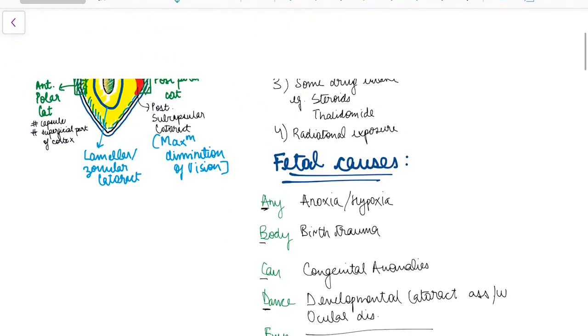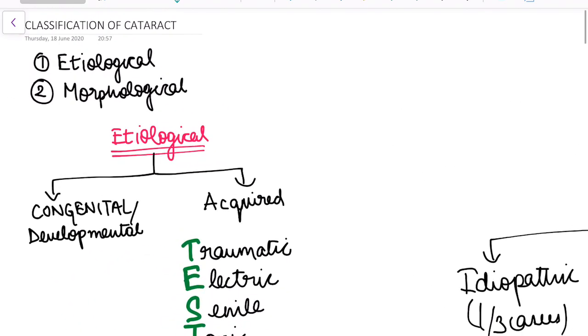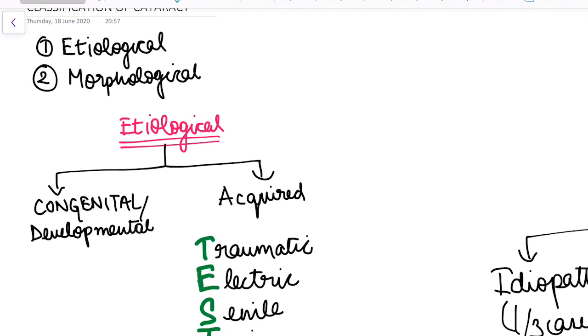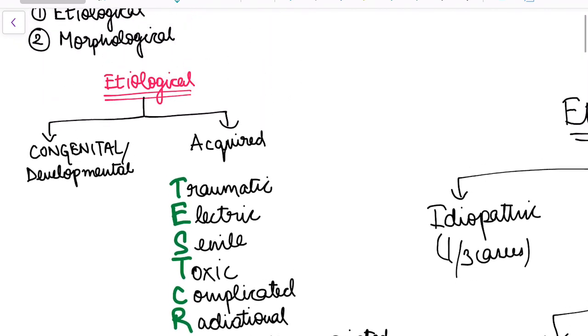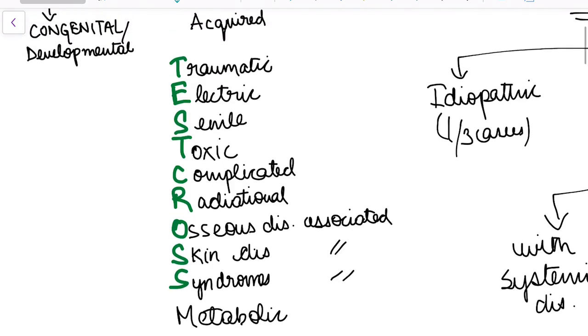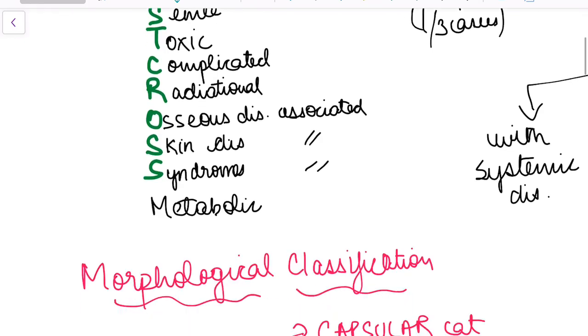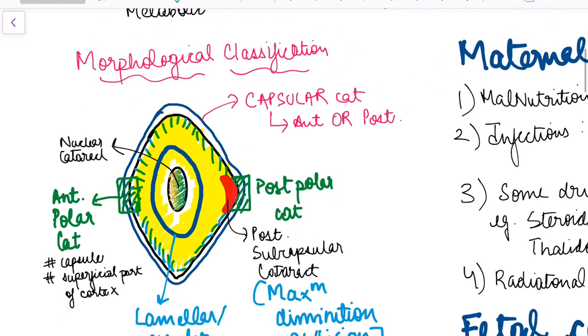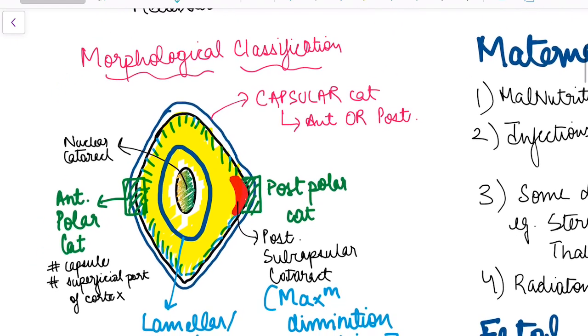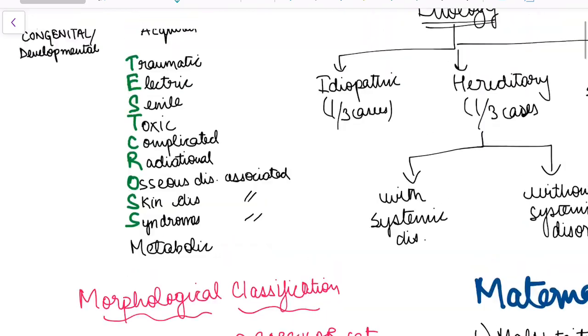Let me zoom out and just revise the whole thing. First we talked about what is cataract. That is simple, opacification of the lens or capsule, and it has two classifications, etiological and morphological. The etiological classification, simple, congenital or acquired, and the acquired we can learn from test cross. And coming on to the morphological classification, you can have a picture of this if you want, or you can draw. From the diagram we labeled all the kinds of cataract.